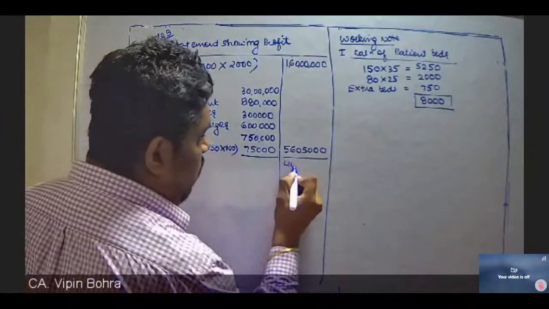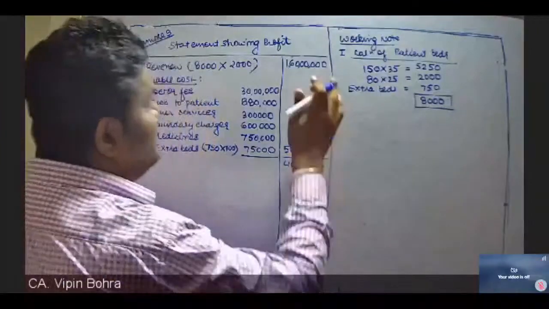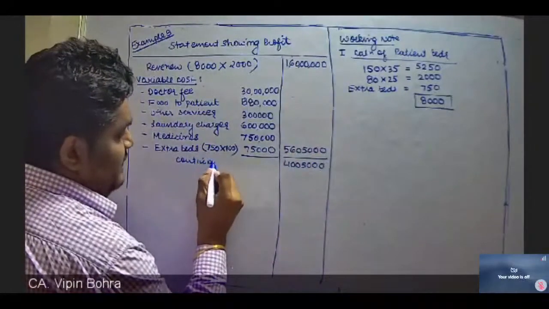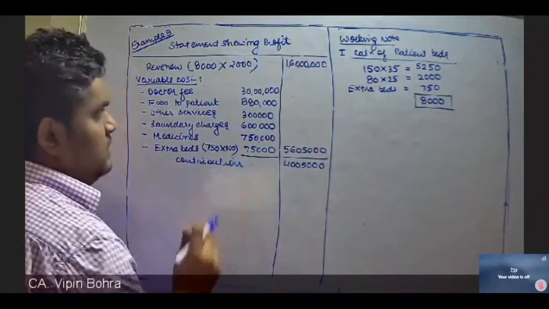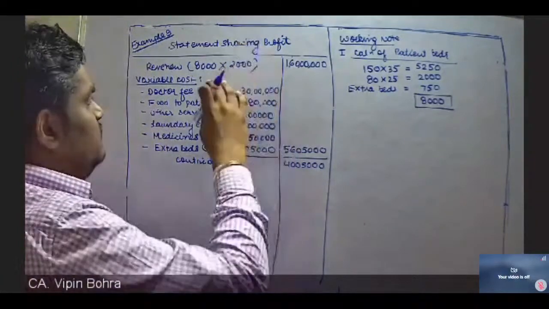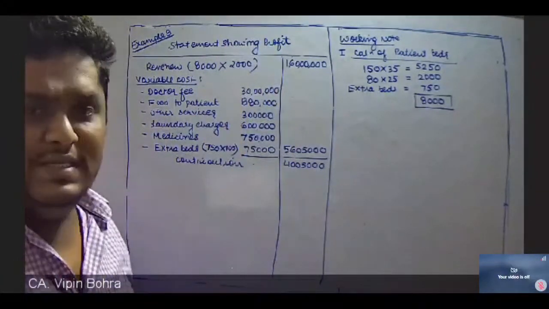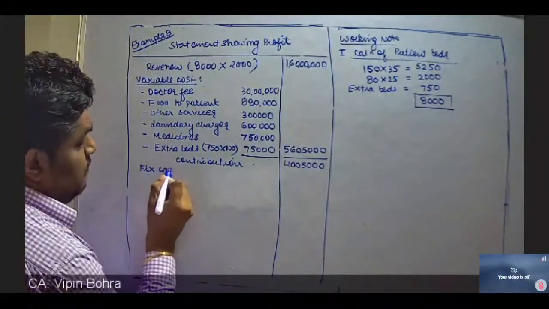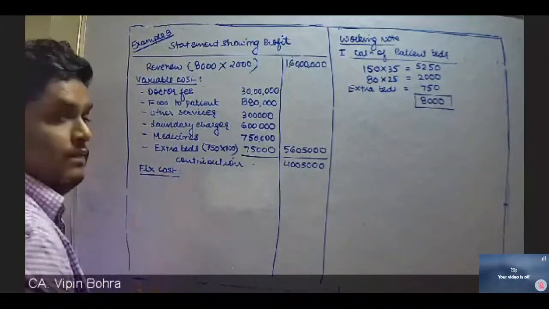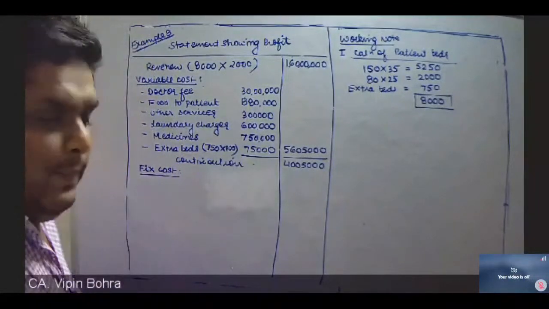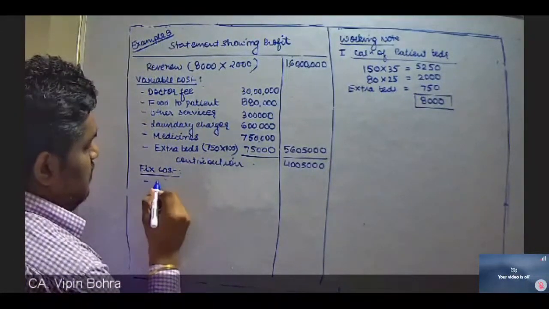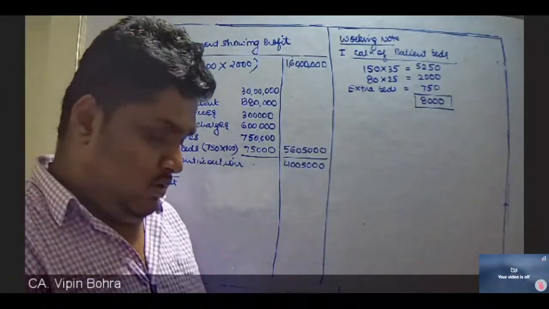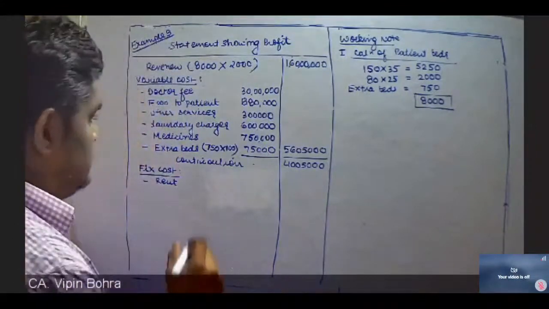We call this term, sales minus variable cost, contribution. I'll be discussing all this in the coming session, but as of now, just for your knowledge, revenue or sales minus variable cost, we call it contribution. Now, less fixed cost. Rent per month. How much is the rent? 75,000 into 12 months, 9 lakh rupees.